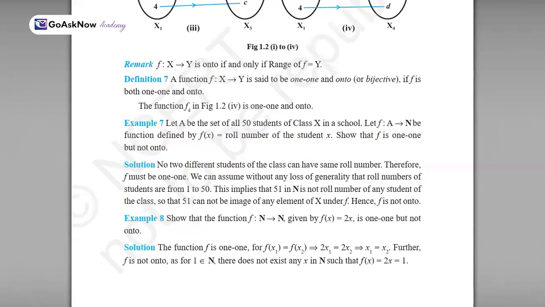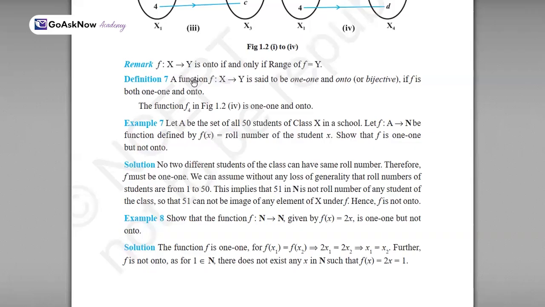What is N here? Can you tell me what N is here? Because it is written in the question that let A be the set of all 50 students of class X, and the function is given from A to N. So N is what? N is the natural number set. Okay, set of natural numbers.